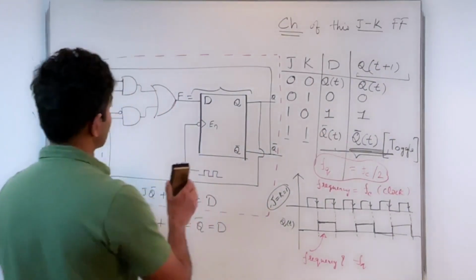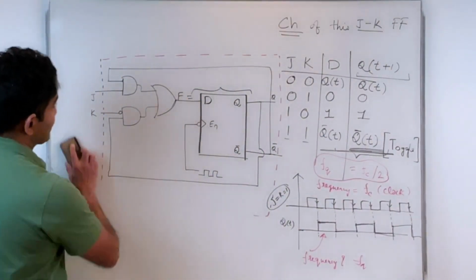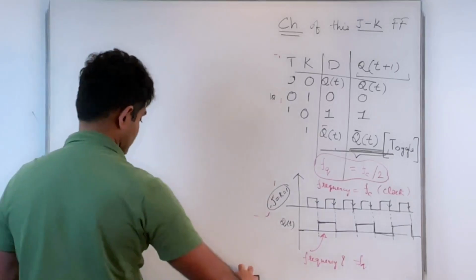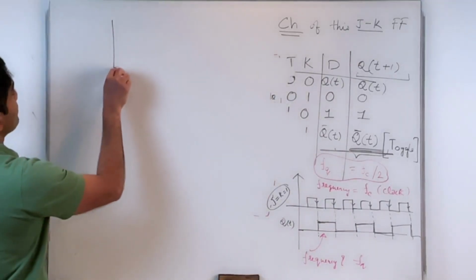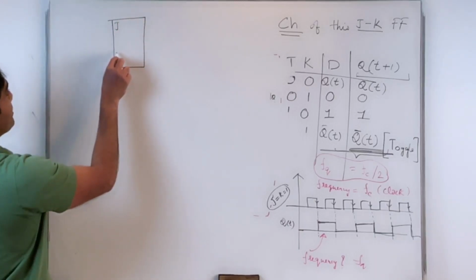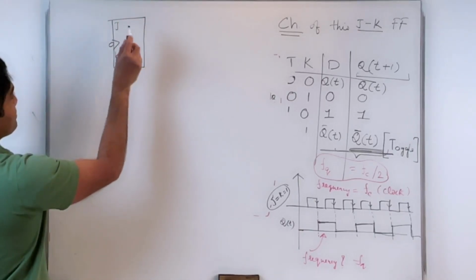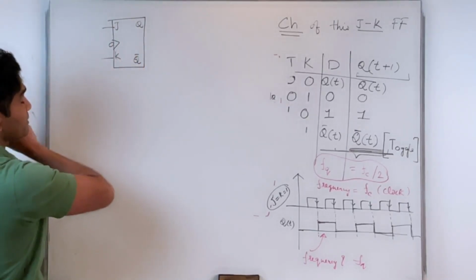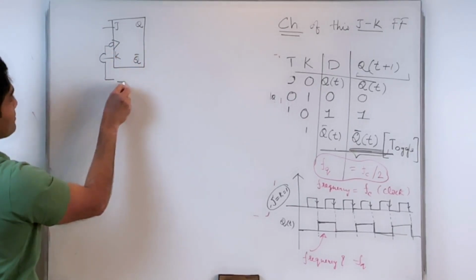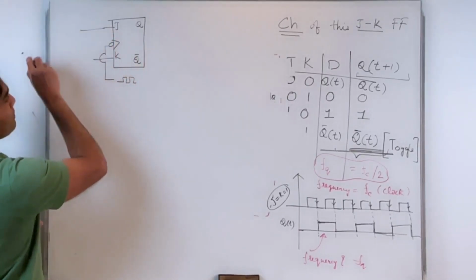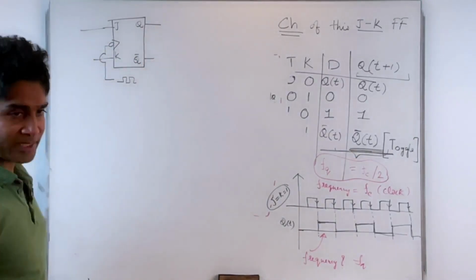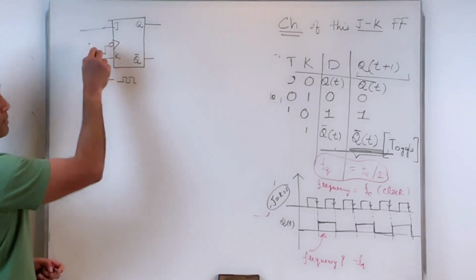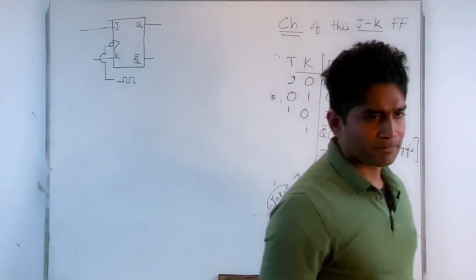Now, instead of representing a JK flip-flop with all of this, I can symbolically represent a JK flip-flop just by using a rectangle. So that's my J, that's my K input. Q, Q prime. I have 2 inputs for this flip-flop. That's the clock. And 2 outputs, Q and Q prime. So that's my JK flip-flop. That's a symbolic representation for a negative edge triggered flip-flop. That bubble represents a negative edge triggered flip-flop. Okay.